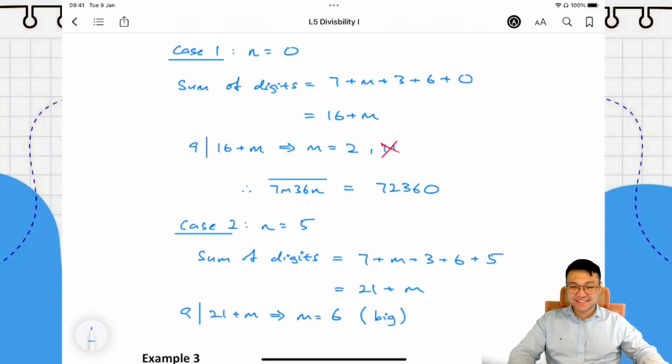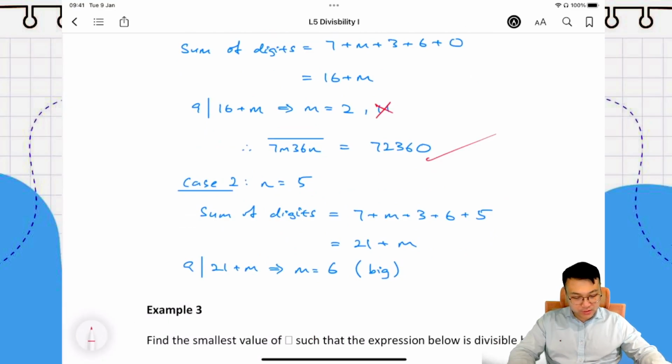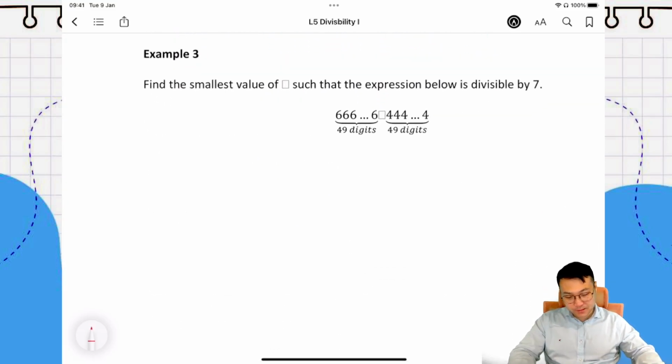So we just say that the final answer is 72360, because this is smaller than the other. We just want to get the smallest possible answer. Anyway, everyone got it correct. Well done. Let's do example 3.